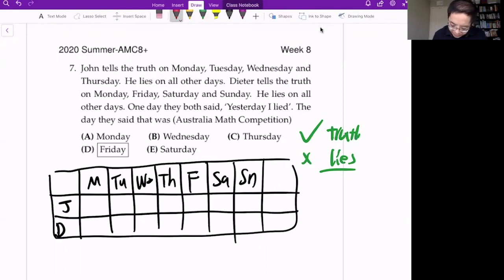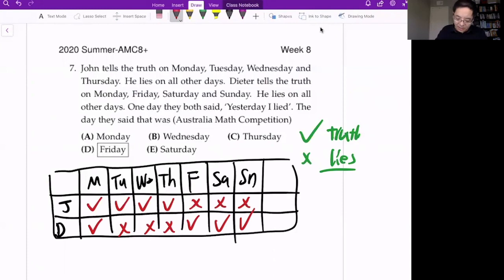Let me put those marks. John tells the truth on Monday, Tuesday, Wednesday, and Thursday, and lies on the other days. For the other guy, Dieter, he tells the truth on Monday, Friday, Saturday, and Sunday, and lies on the other days. So this is the picture we have.